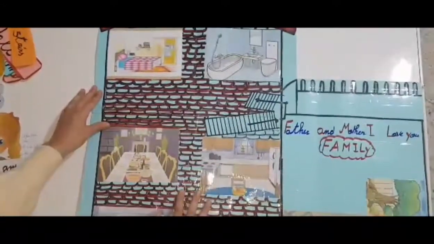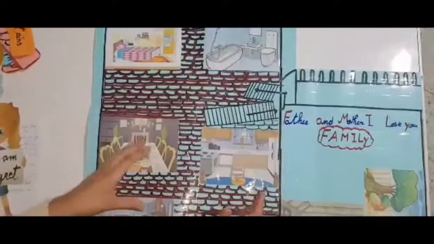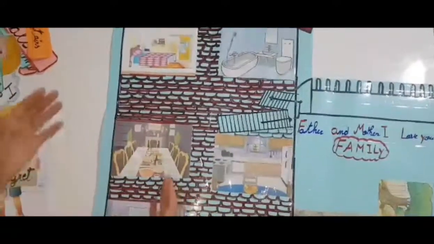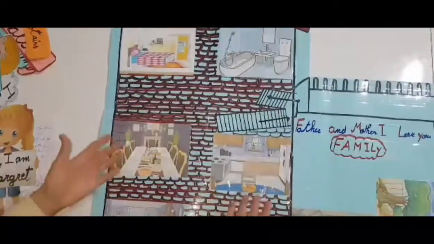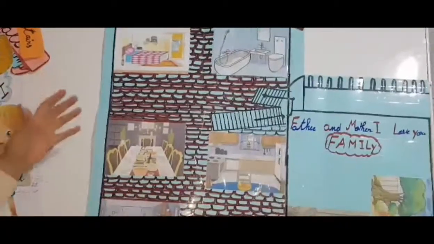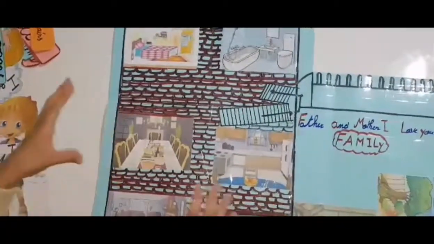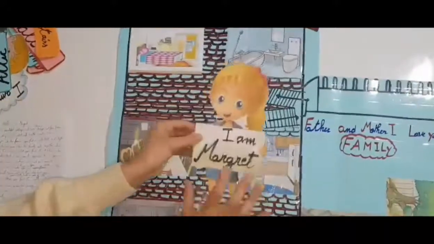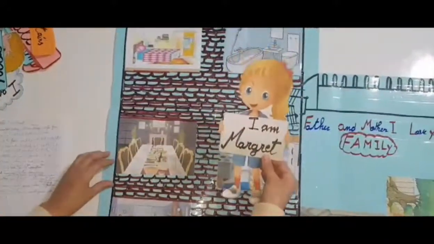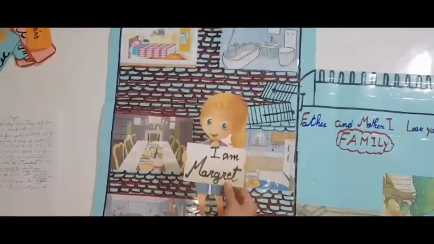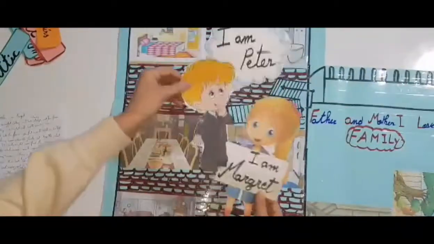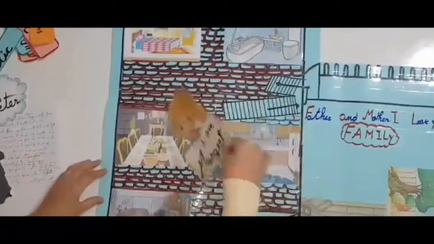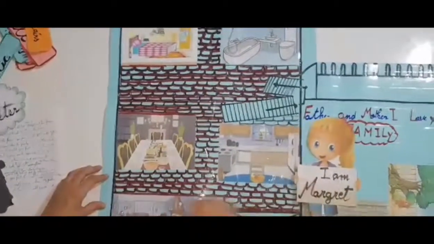Therefore, I have designed this house for my learners. Of course, if you want, for example, to talk about a Japanese person, a Chinese, maybe an Arab person, you have to change the form of the house because the culture plays a role here. And I have chosen a character, for example, Margaret. You can choose any other character, for instance, Pierre. Today I'm going to use Margaret, and this is the house of Margaret.